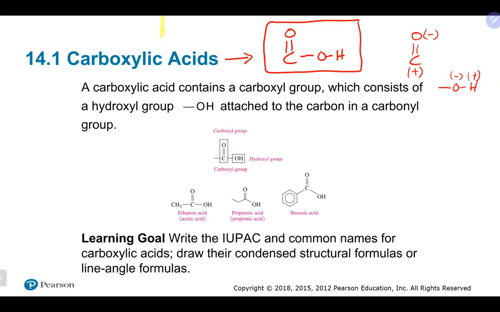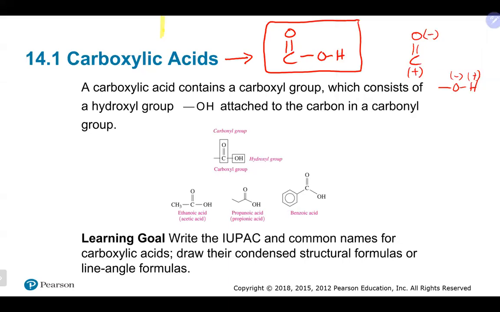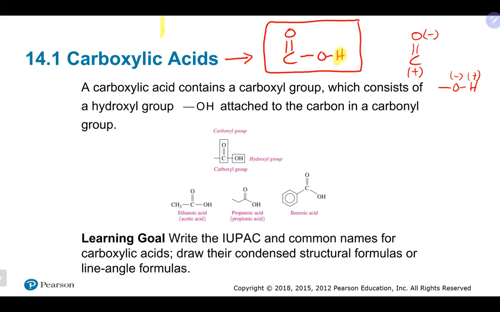Now, the carboxylic acid group, much like the aldehyde group, will always be at the end of the molecule. And the reason for that is, again, because it does contain the hydrogen. Because it has this hydrogen, and as we know very well, hopefully, hydrogen can only have one bond or two electrons. It can never be interior, so that hydrogen has to be at the end. So again, much like that aldehyde group, we'll find this guy either at one end of the molecule or the other end of the molecule.